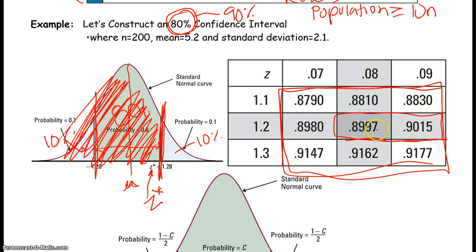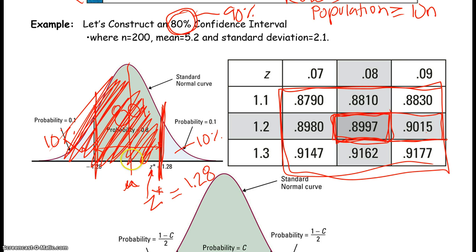Pick whichever one's closer. This one's only off by 3. This one's off by 15. So I'll take this one right here. So there is the percent that I'm looking for, which corresponds to a z-score of 1.28. So that means my z-star value is 1.28.